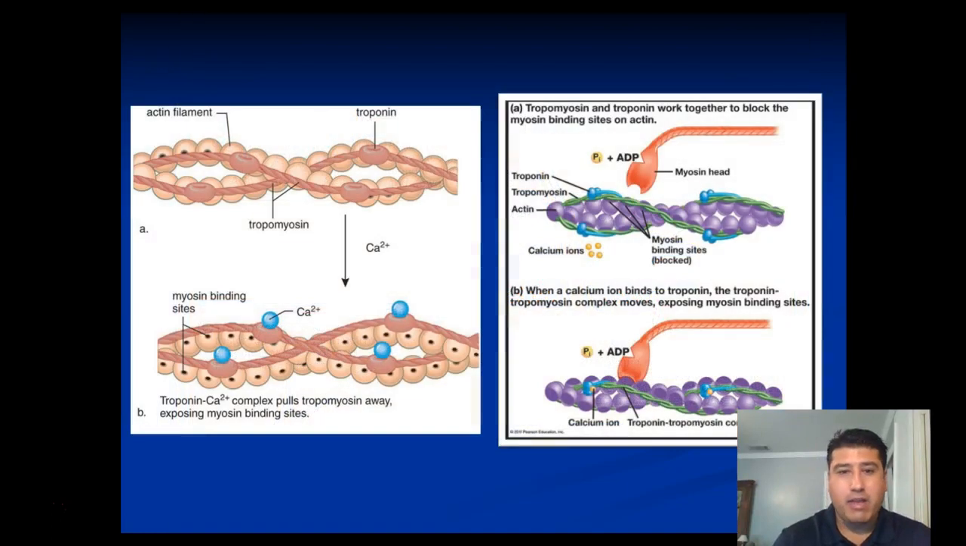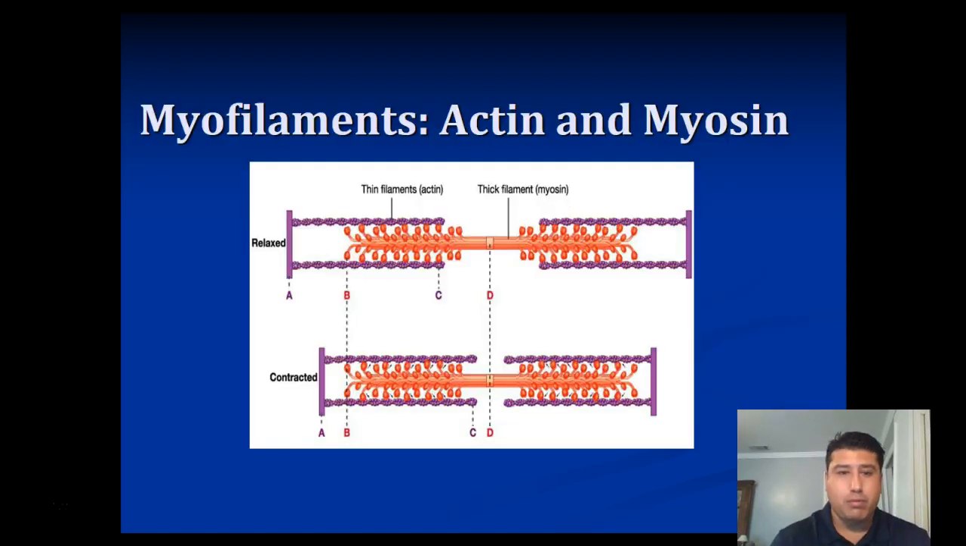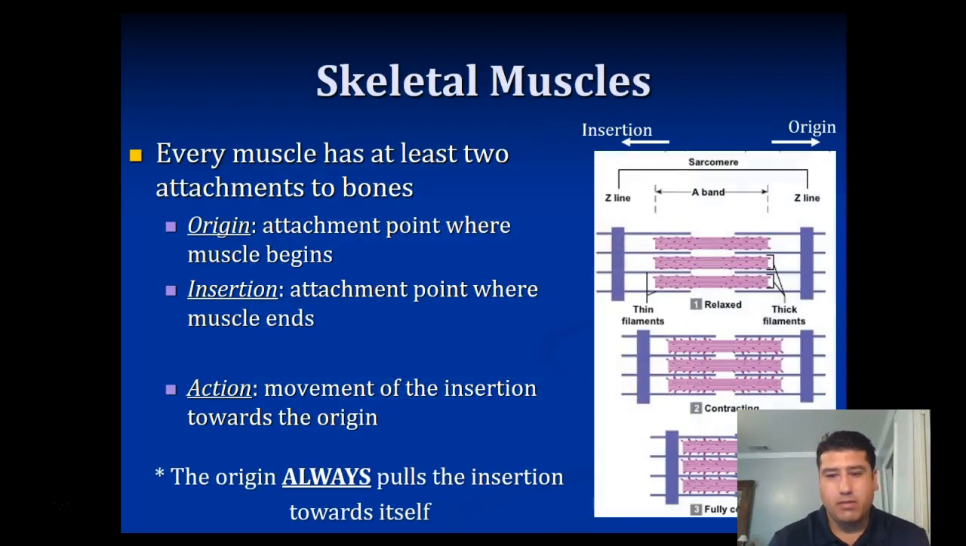And therefore, if no calcium is released by the sarcoplasmic reticulum, then this tropomyosin never receives calcium and will always remain attached to the actin binding sites, thus preventing myosin from attaching to actin. And if myosin can't attach to actin, then the muscle just can't contract. The muscle can't pull the insertion towards the origin. And if the action of the muscle doesn't occur, then the muscle can't move the bones, and we can't produce movement.